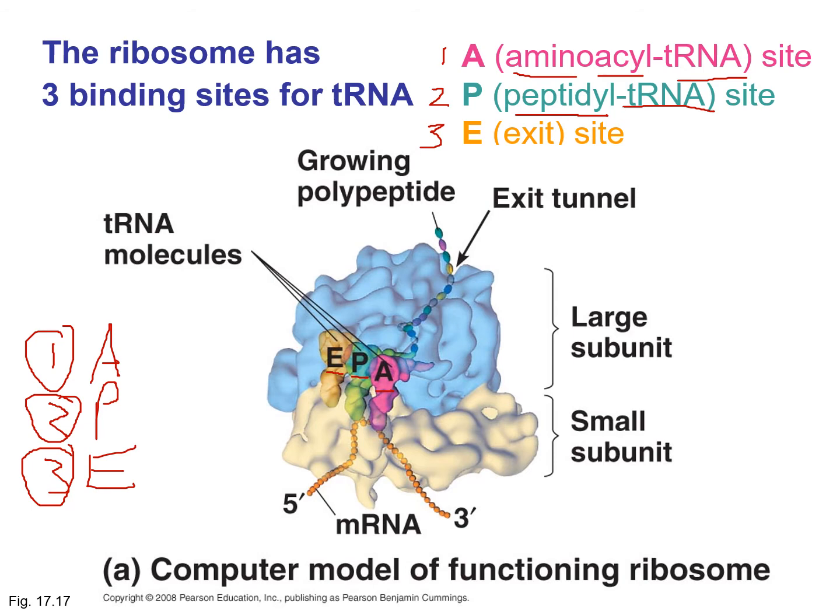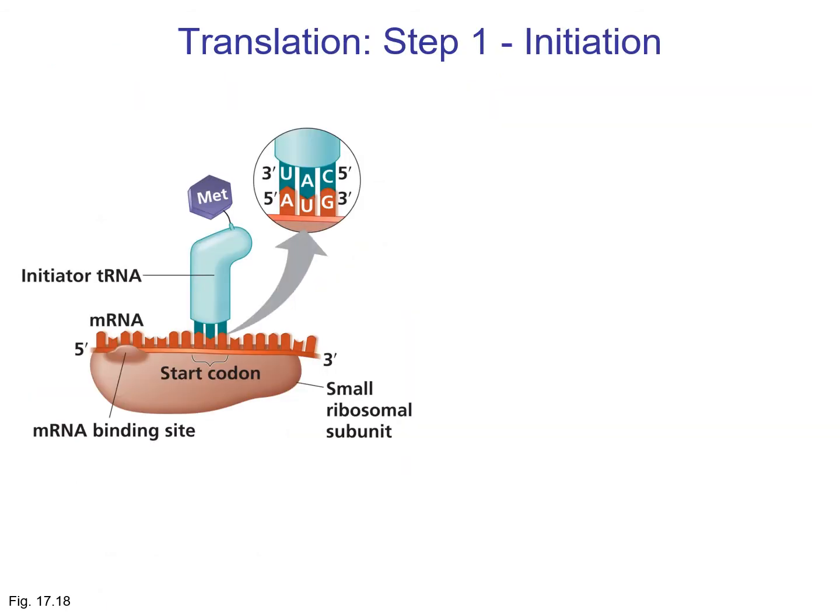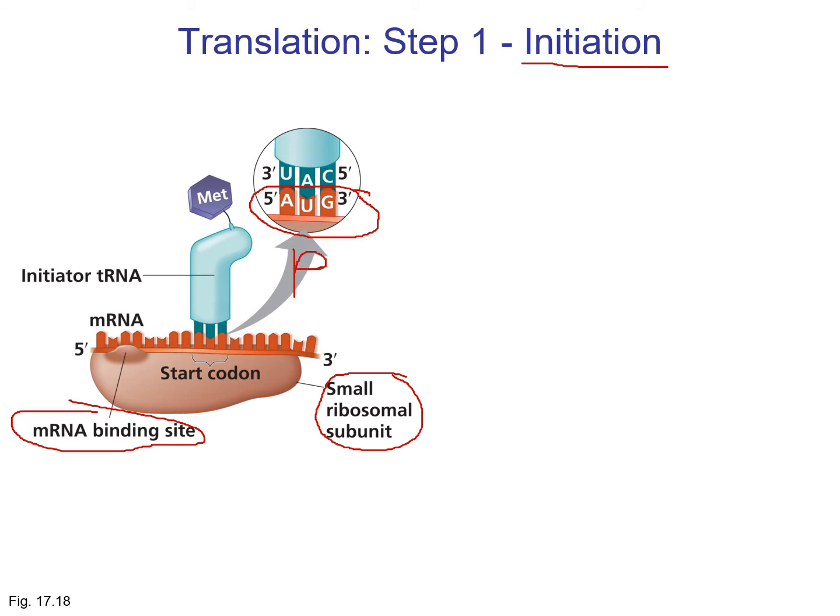Let's take a closer look. The first step of translation is initiation. This is where things begin. Notice all these things that have to come together. We have the small ribosomal subunit and the messenger RNA. The messenger RNA has a start codon, there it is, AUG. That is lined up right at the P site, so I'm going to put a P there to remind us that this is lined up at the P site.